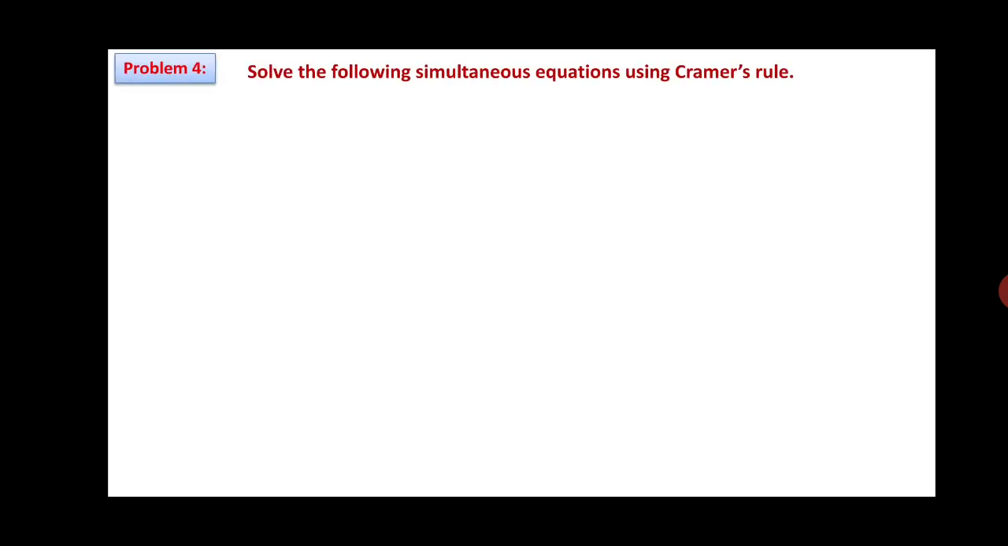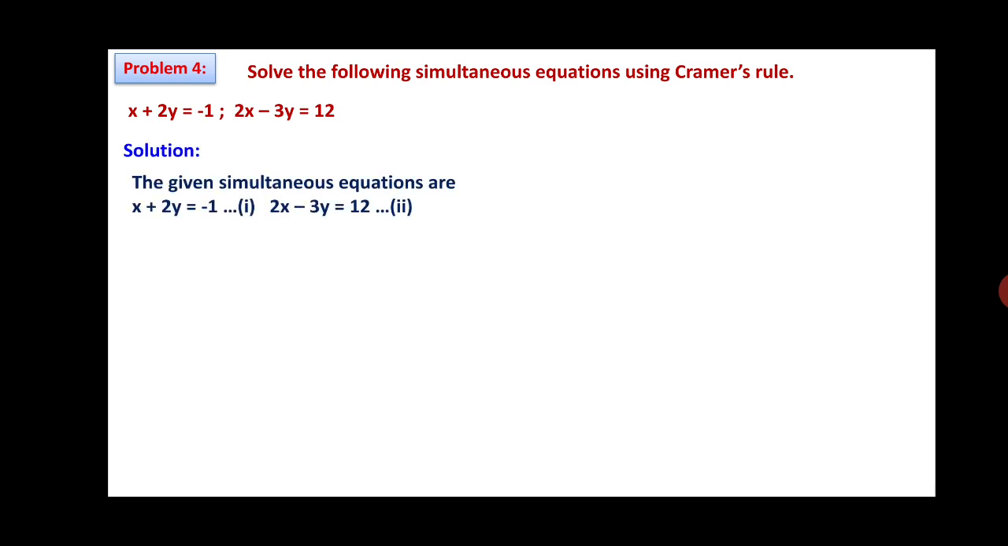We'll continue with the next problem. Solve the following simultaneous equations using the Cramer's rule. The equations are x plus 2y is equal to minus 1 and 2x minus 3y is equal to 12. Friends, we start with the solution. So the given simultaneous equations are x plus 2y is equal to minus 1, equation 1, 2x minus 3y is equal to 12, equation 2.